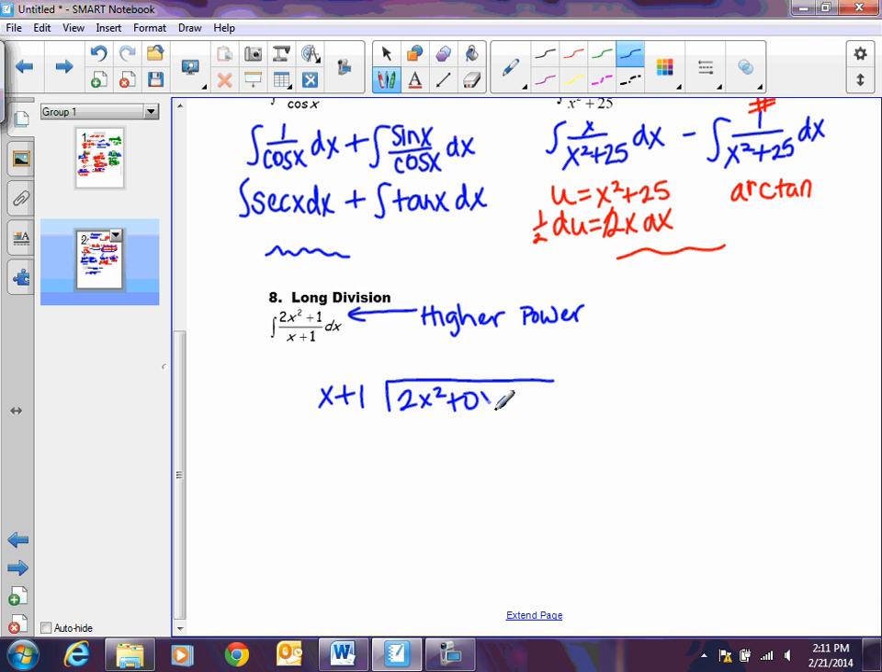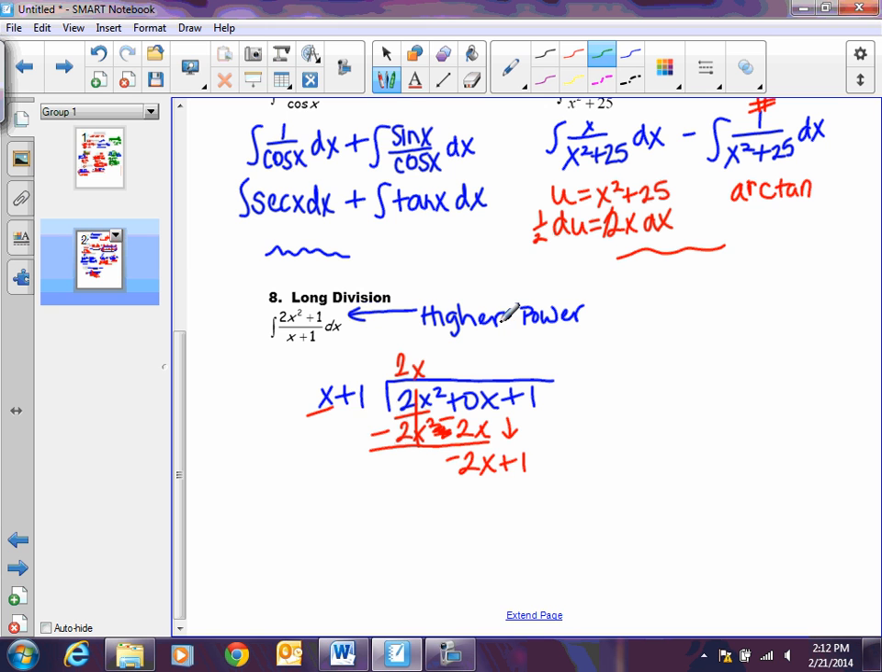All right. Okay, so this is how you set it up. Notice I put in 0x so that everything will line up nice and neat. Okay, x goes into 2x squared 2x times. And if you're not sure how to get 2x, just think, what times x will give me 2x squared? Okay, so 2x times 1 gives me 2x. You multiply to basically distribute to everything right there. Then you subtract. This is the step most people forget. They know the first term is going to cancel, but they forget to subtract and change the signs. Okay, that makes that negative 2x, and then I bring down plus 1.